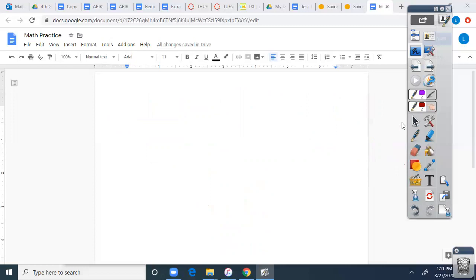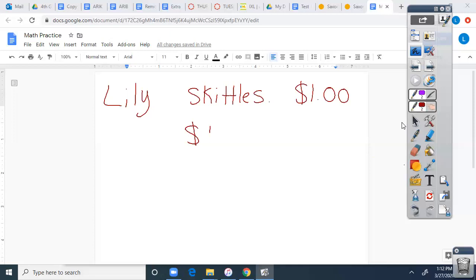So let's say we have our friend Lily. Lily is our nice friend. She went to the store and she bought some Skittles. Okay, so Lily bought some Skittles. She gave the cashier, so she gave the person at Walmart or wherever she went $1. She gave the person $1 and the cashier gave her back 15 cents. How much did the Skittles actually cost?